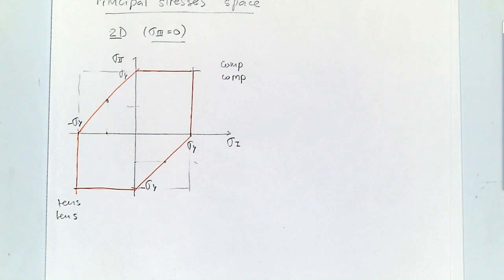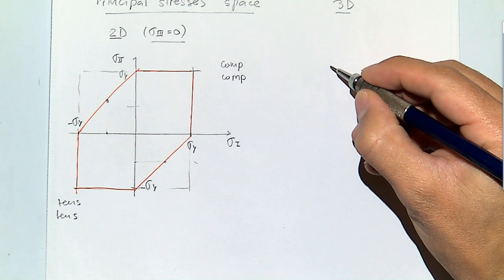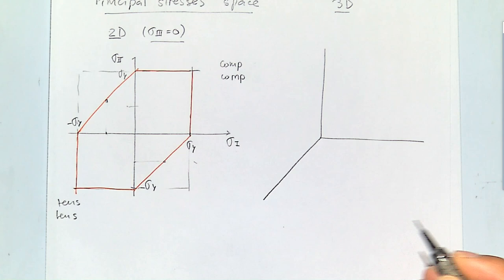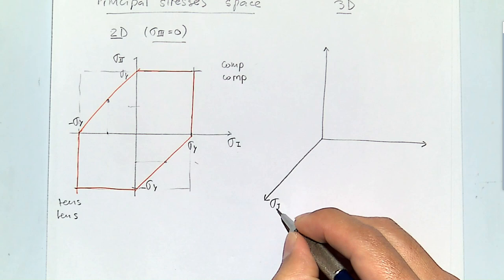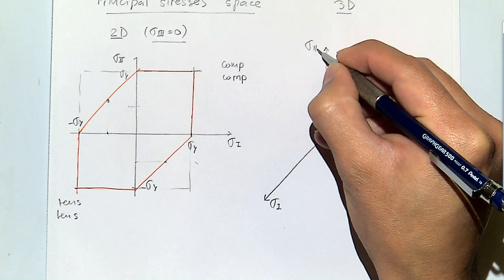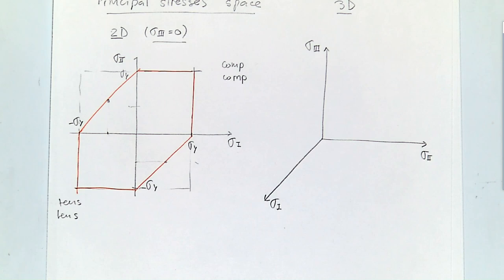I hope that you see why we have this hexagon with sharp edges, and we're going to extend this now to three dimensions. In three dimensions, we're still going to use this principal stresses space, but now we're going to plot this with three vectors, where this is going to be the first principal stress, this one the second, and this one the third. Again, remember, these sigmas are not sorted by magnitude.